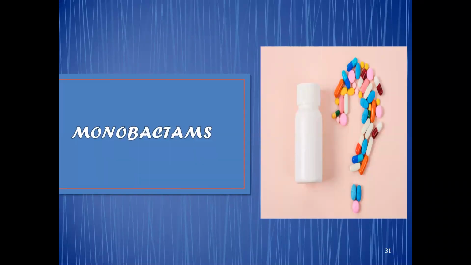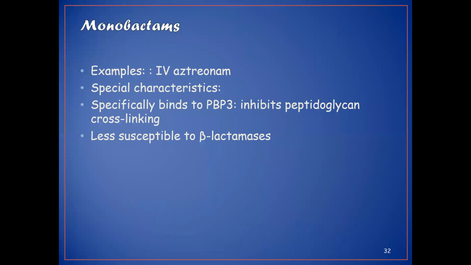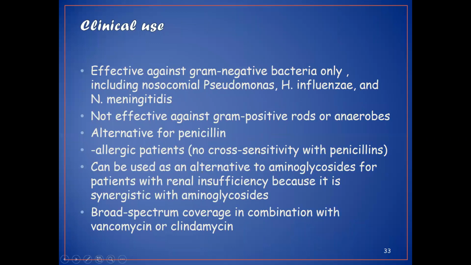Hello everyone. In this video, we'll be talking about monobactams and cephalosporins. We'll begin with monobactams. Examples of monobactam include IV aztreonam, and special characteristics include that it specifically binds to penicillin binding protein 3, which is PBP3. It inhibits peptidoglycan cross-linking, and it is less susceptible to beta-lactamases.